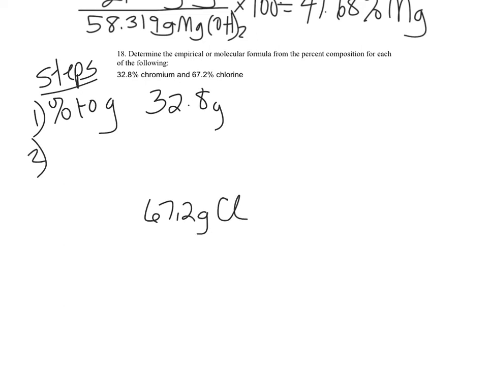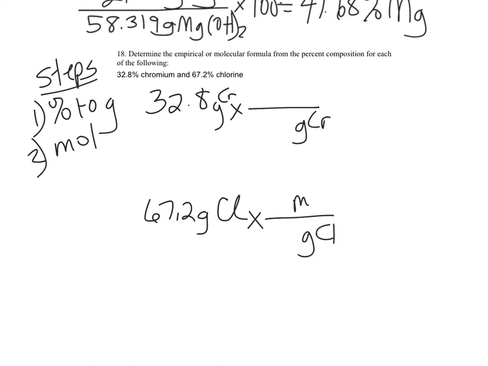Step 2, solve for moles. So that means I've got to convert these each to moles. So that means I've got grams, and this would have been chromium as my element there. Grams of chromium down here, grams of chlorine on this one. Each one of them needs to go to moles of the respective element that's there. So I need to go to the periodic table and get my formula mass to plug in front of my grams for chromium. So chromium is 51.996 grams. That's equal to 1 mole of chromium.